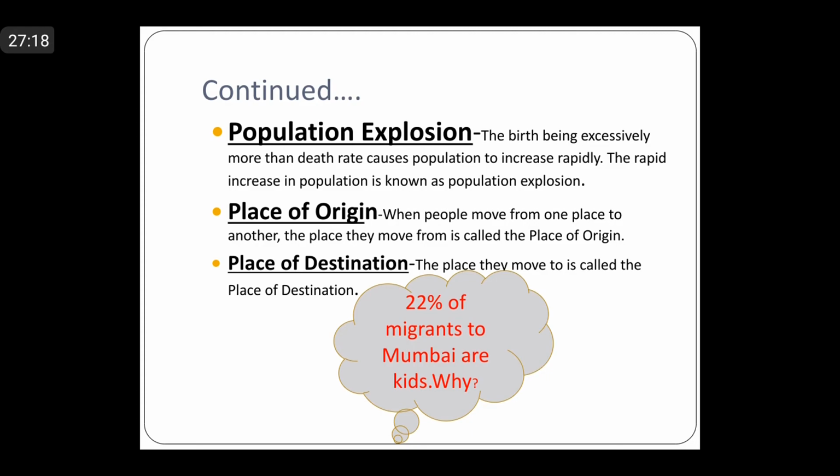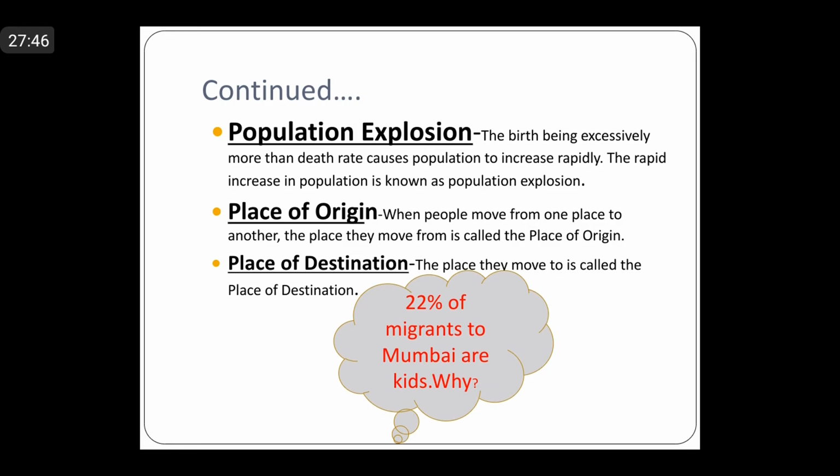The place from where they move is the place of origin, and the place where they reach, the place they move to, is called the place of destination. So two things are here, place of origin and place of destination. We have just discussed three terms: population explosion, place of origin, and place of destination.